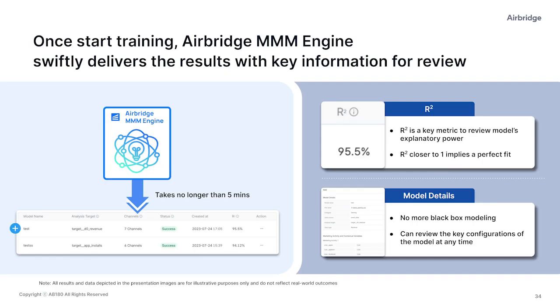Furthermore, we understand that your everyday life as a marketer is super busy and you need to make decisions fast. So on MMM Studio, once marketers set up the model for training, it takes no longer than 5 minutes to deliver the results, and in most cases, it takes less than a minute. We also provide some key metrics, such as R squared, which explains the explanatory power of the model to allow marketers to quickly check if the model has been trained with relevant variables.